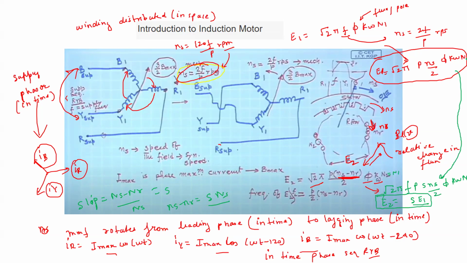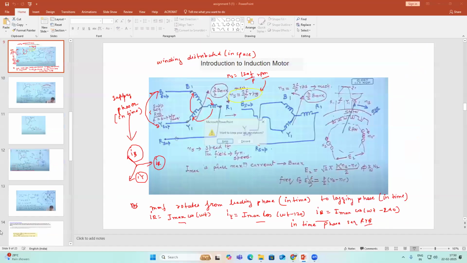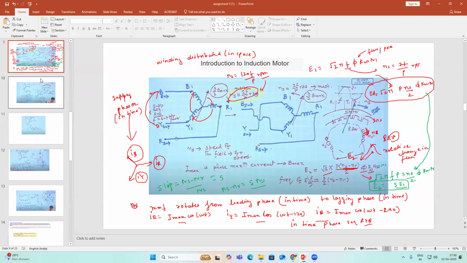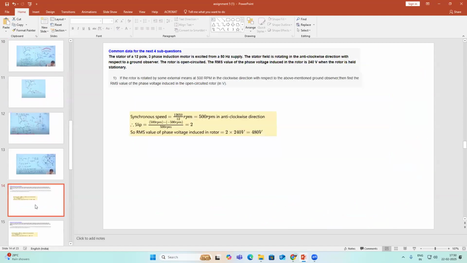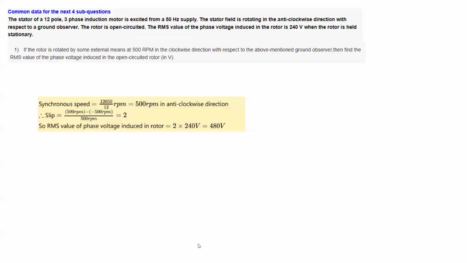This is what happens in the induction machine also. There are multiple questions, so I'll go to a set of questions, and I'll come back here again, but these are related to that. In these questions, it is said that the stator of a 12-pole three-phase induction motor is excited from a 50 hertz supply. The stator field is rotating in the anti-clockwise direction with respect to a ground observer.